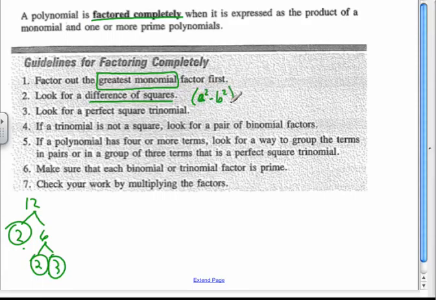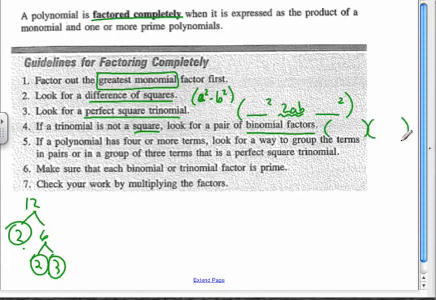Or the third thing, is it something easy like the perfect square trinomial? That's possible. Look to see if the first number is a perfect square and the third number is a perfect square, right? And then I've got 2ab in the middle. Look for that kind of stuff. That's some easy things. If it's not a square, look for a pair of binomial factors. Can I factor it into two binomials that multiply to give me the polynomial?